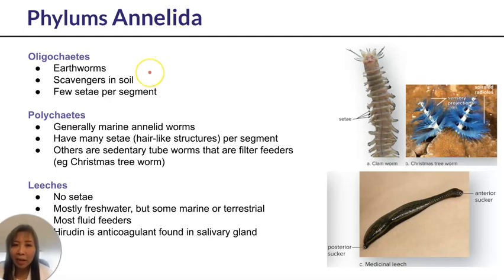And so in this phylum we have many different animals, right? Everything from earthworms to different marine native worms, and so you have one right here, to leeches. And so between all three, I don't expect you to really memorize and know all the different details here.